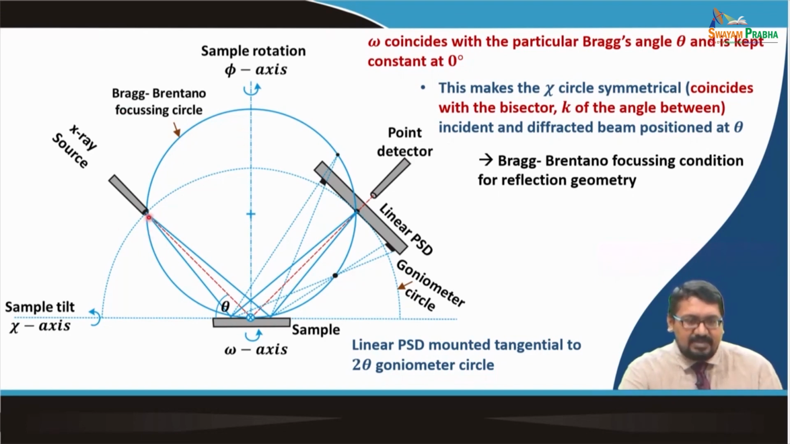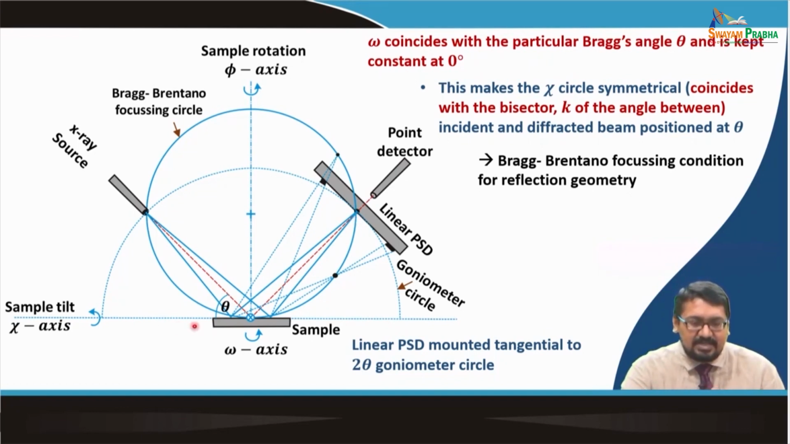So, if this is a divergent beam and it is a convergent beam, and this is always kept constant in such a way that we are always measuring that particular intensity which corresponds to this k bisector, then this point always comes in the Bragg-Brentano focusing circle, right. So, the Bragg-Brentano focusing circle is such that, in a point detector, the position where the intensity of the X-ray beam basically gets focused is the Bragg-Brentano focusing circle.